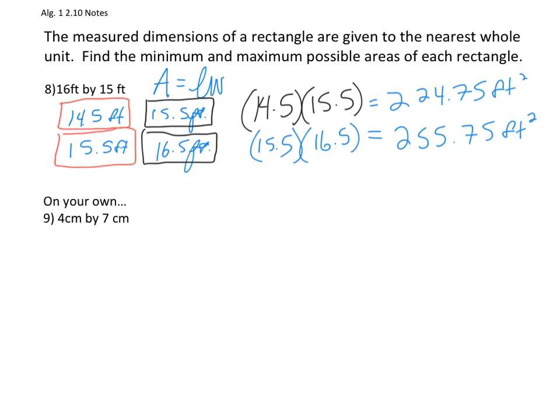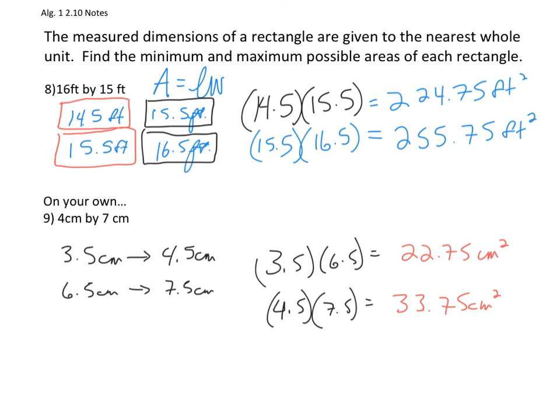Alright, again, number 9 says to attempt this one on your own. You've got a rectangle of 4 centimeters by 7 centimeters, and there is a degree of possible error there, so we're gonna check that out. And actually pause the video and try this one.